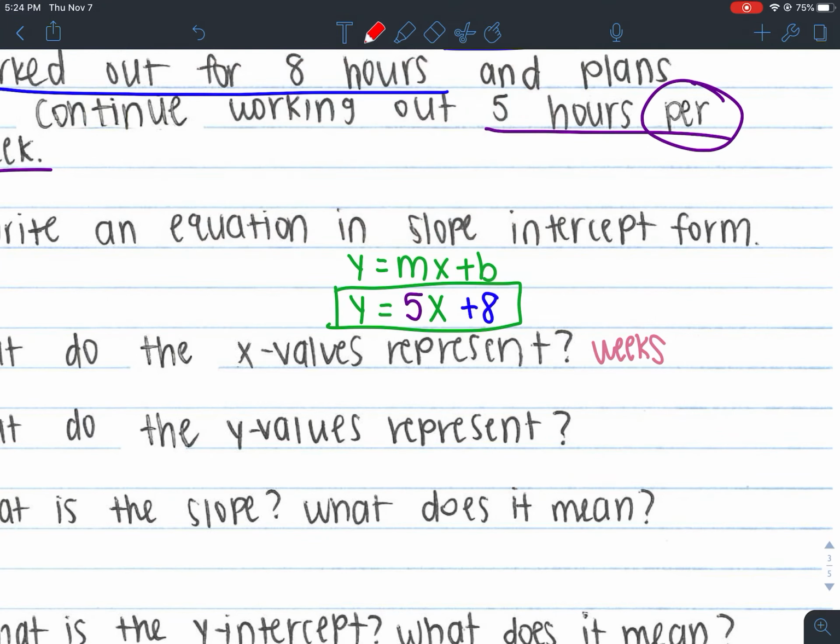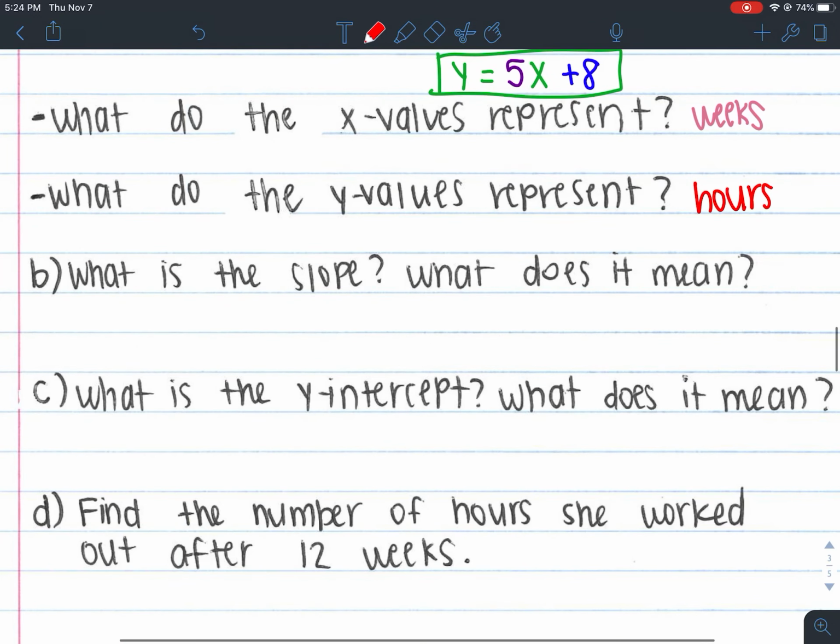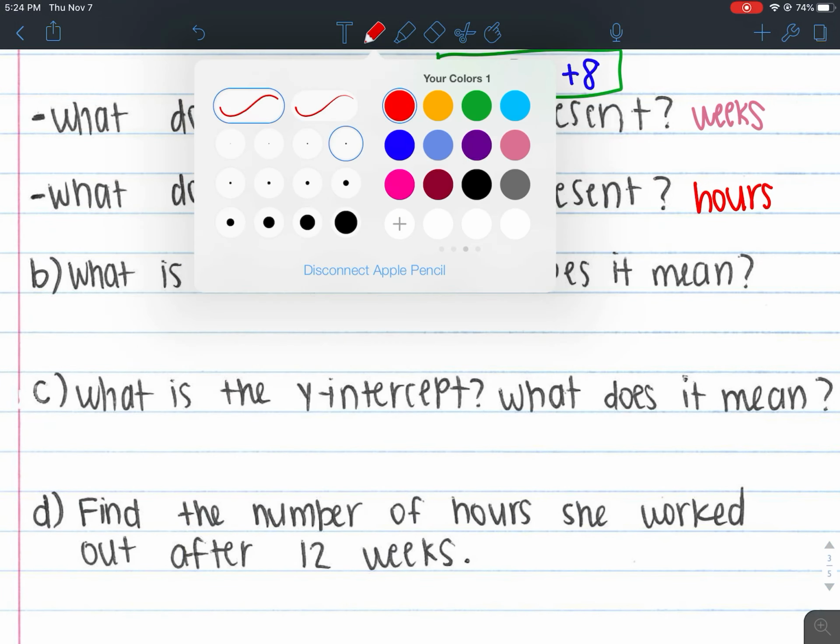Well, the y values represent your hours, because depending on how many weeks you've gone, that's how many hours you're going to be working out for. So if you go through 5 weeks, you're going to work out a specific amount of hours. Your hours depend on how many weeks. Remember, y's are dependent.